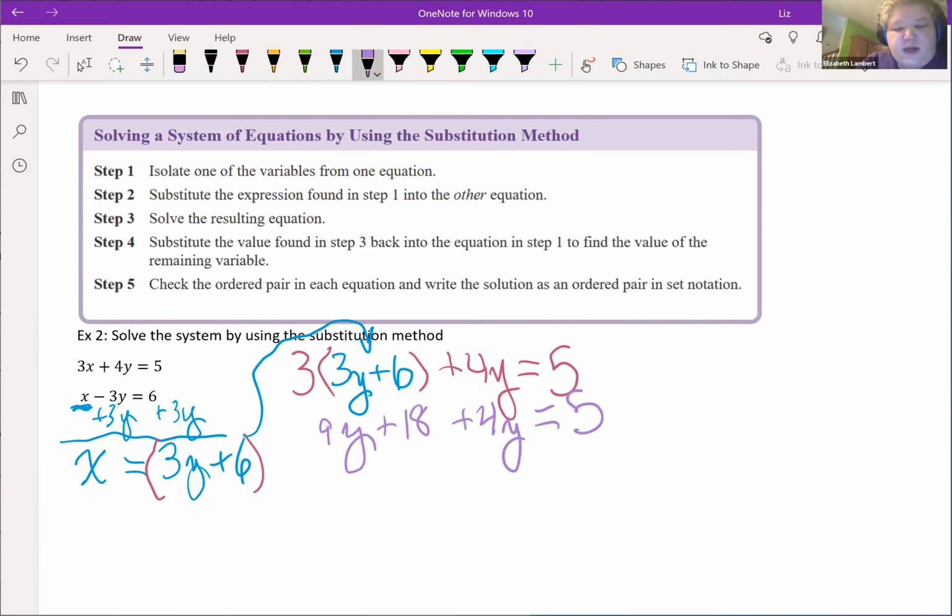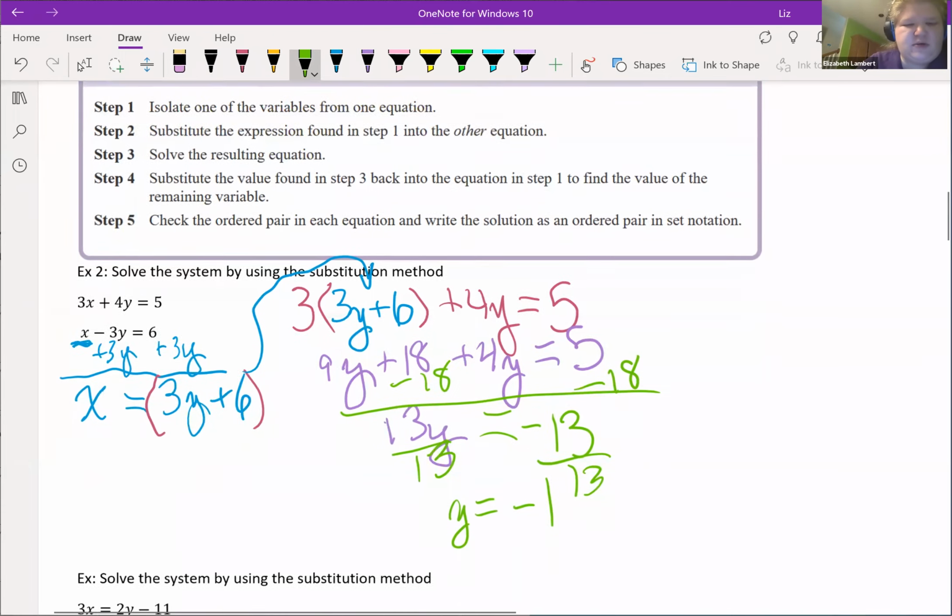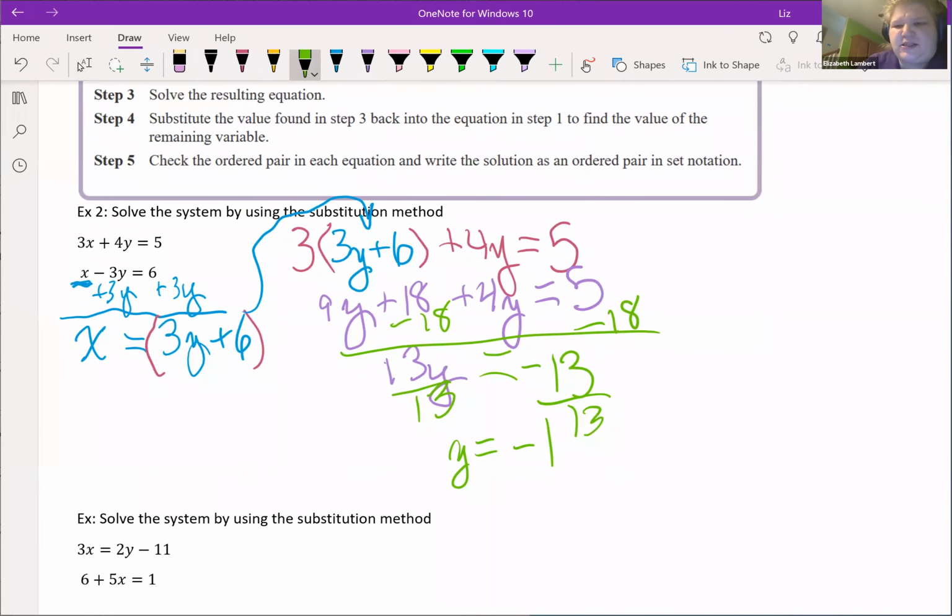All right, so the 9y and the 4y are going to give us 13y's, and at the same time, I'm also going to subtract the 18. So we have 13y equals -13, and we divide by 13. Divide by 13, we get y equals -1. I have a solution. I am done. Yes, y equals -1. And then you go type that in on Alex, and Alex goes, pfft.